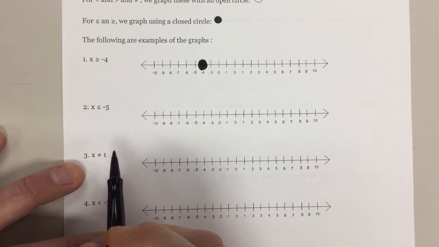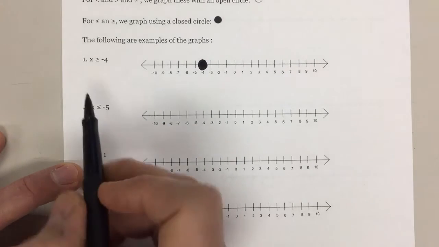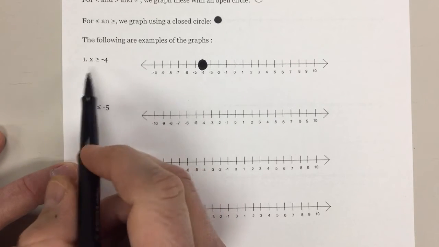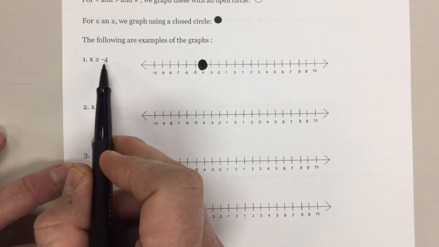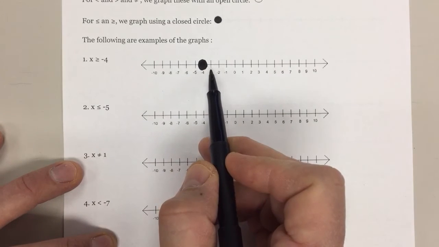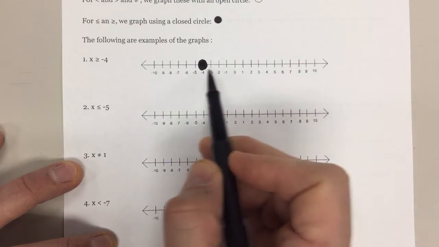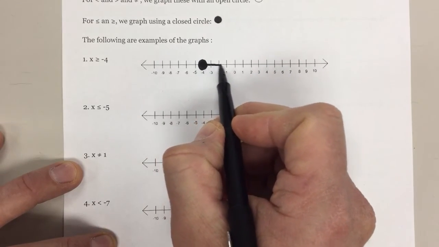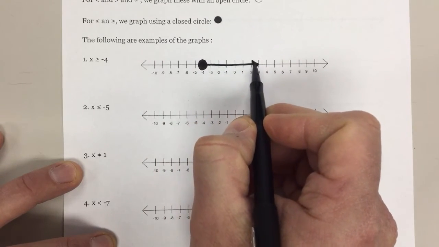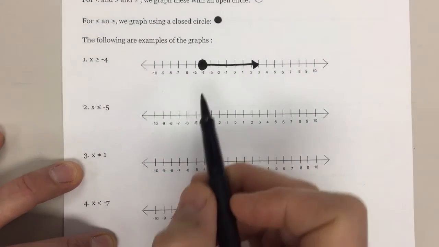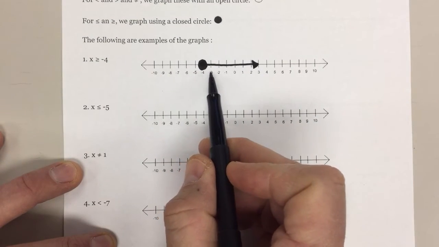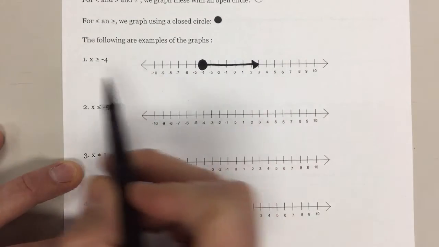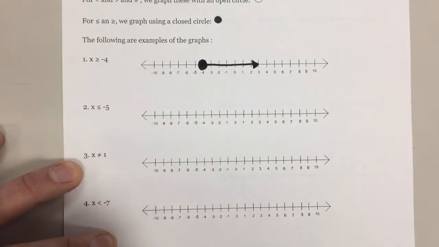Next, we need to determine which way to draw the arrow that represents this answer. Since x is greater than or equal to -4, the numbers to the right of our circle are greater than or equal to -4. So we would draw an arrow to the right. That symbolizes that every number going in this direction satisfies this expression.